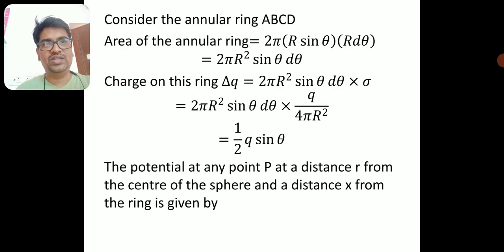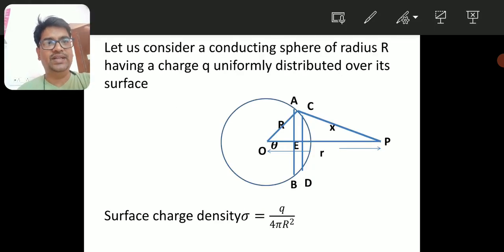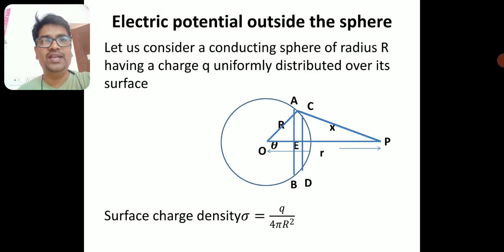What is the circumference? It is 2 pi times the radius of the annular ring. It is an annular ring ABCD, so the radius is AE. If I have to express it in terms of capital R, sine theta is the opposite side divided by the hypotenuse, AE divided by R. So AE is equal to R sine theta. So the radius of the annular ring is capital R sine theta.